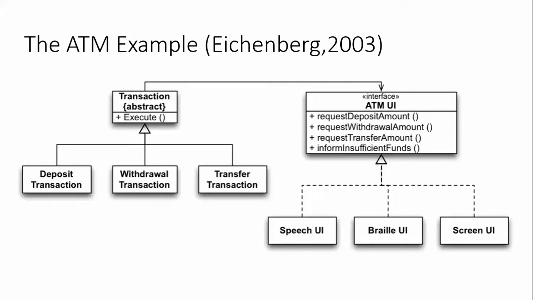And if you notice here, the deposit transaction now has access to these request transfer amount, and a transfer transaction has access to this withdrawal stuff. So what's happening here is a transfer transaction is much larger than it needs to be, because it has to provide all this stuff that it doesn't use, or at least it has access to all this stuff that it doesn't use and doesn't need. So the problem here is that this interface is too big.